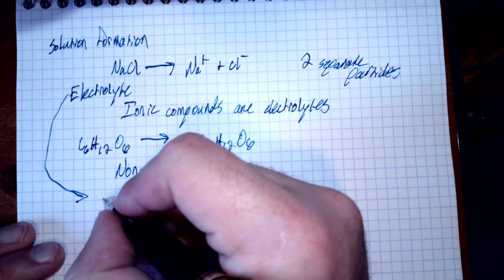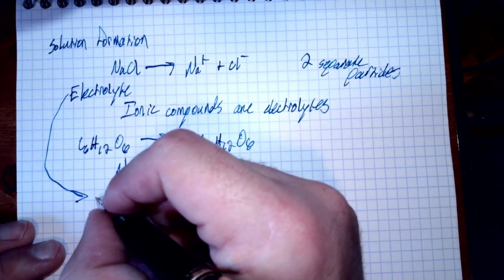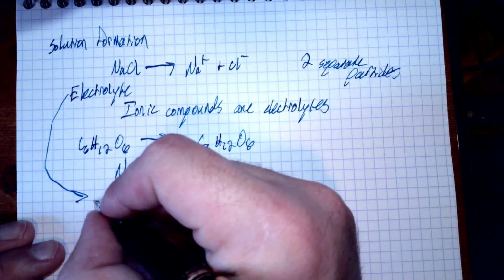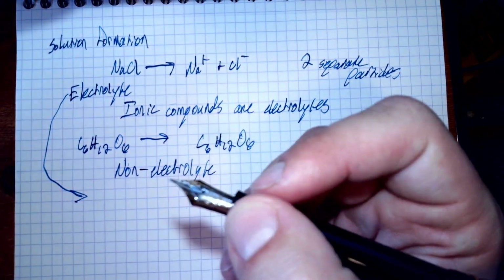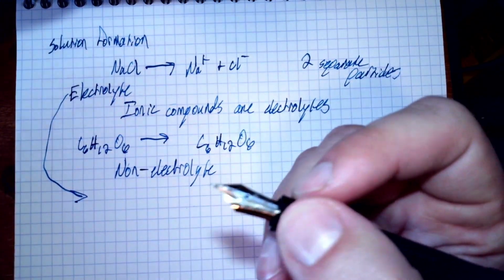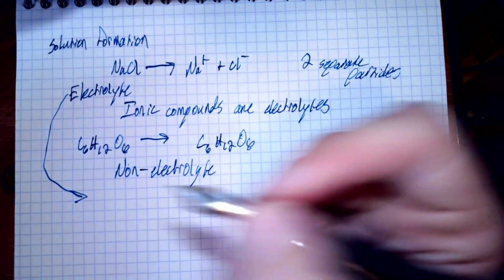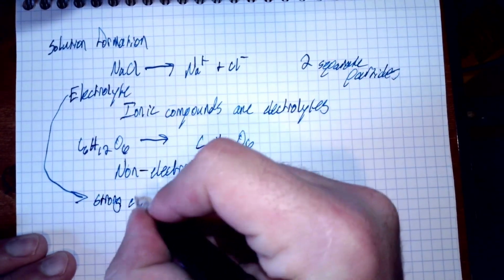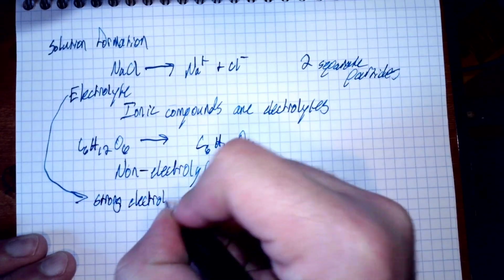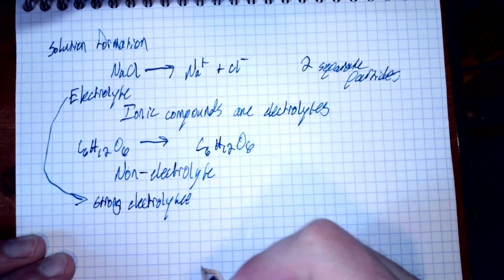Now, to expand on electrolytes a little bit more, substances like sodium chloride, all the sodium chloride that we put in water breaks apart into sodium and chloride. It is considered a strong electrolyte.